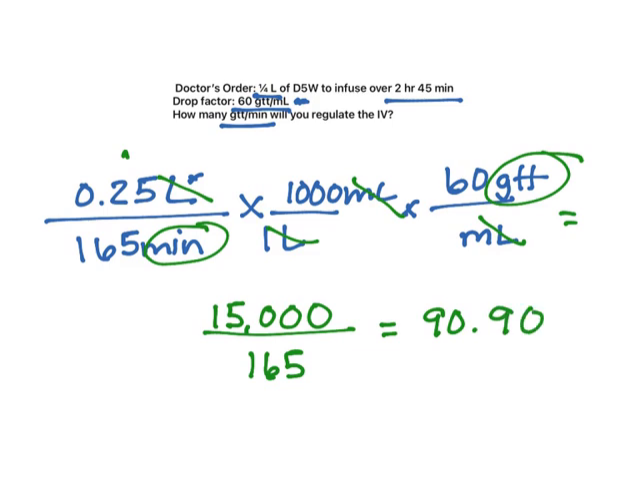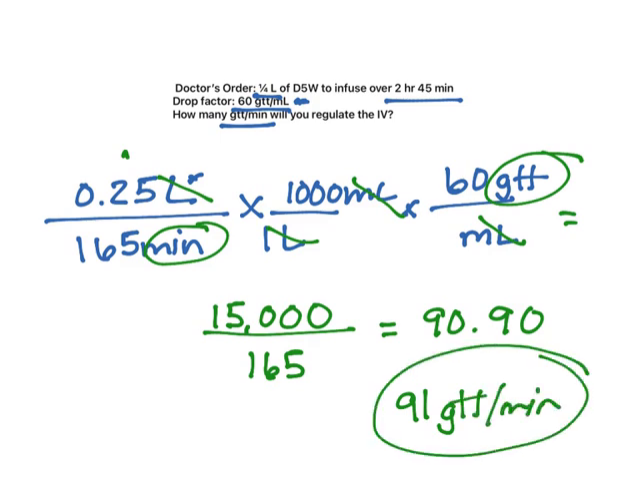90.90. So remember, drops, we are always going to round our drops to the nearest whole number because we can't give 0.90 of a drop. So that's going to give us 90 GTTs per minute. All right, hope you guys got this one correct.